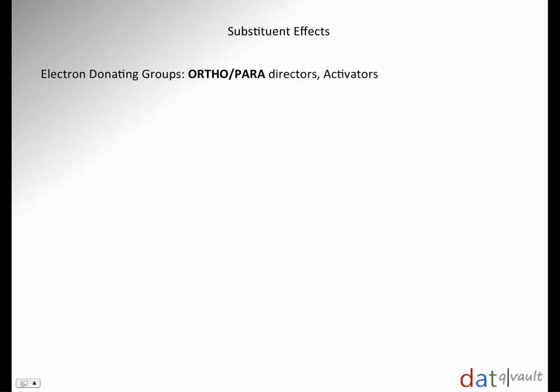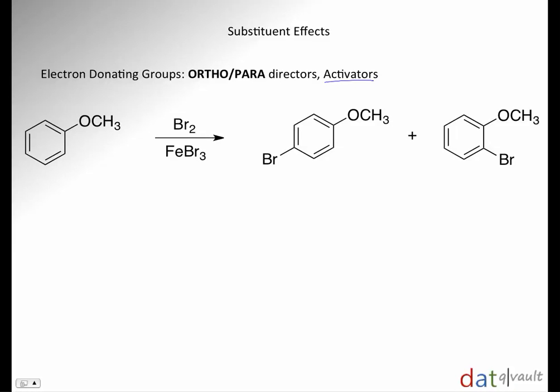Let's continue talking about these substituent effects. One of the groups of substituents that affects electrophilic aromatic substitution are known as electron donating groups. These groups have lone pairs of electrons that help direct the electrophile to substitute at the ortho or para position on the aromatic ring, and these electron donating groups are also activators of the aromatic ring. So they allow the reaction to occur much faster.